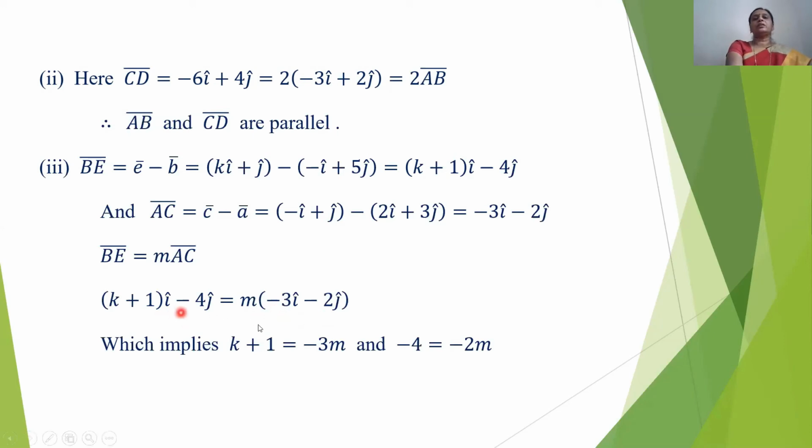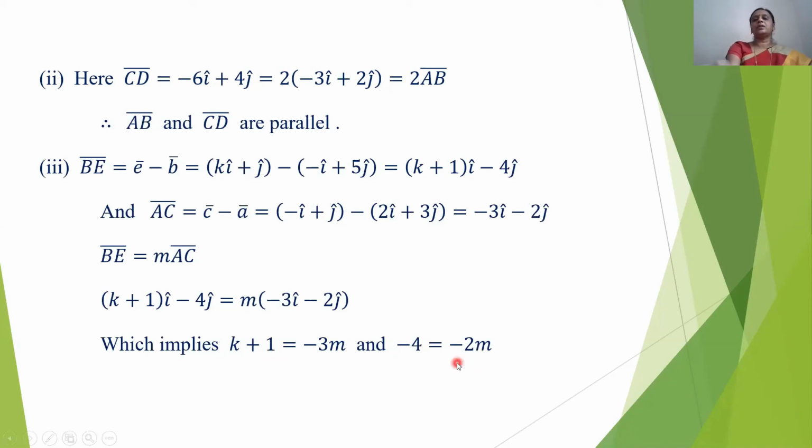Now these two vectors are equal vectors. When they are equal, if their coefficients of i and j are equal, that is components of i and j are equal, then and only then these vectors are equal. Here the component of i is k plus 1, and here the component of i is minus 3m. Equate these two. Here the component of j is minus 4, and here the component of j is minus 2m after opening the bracket. Now here we are comparing components of i and j, and we got two equations. Now solve these two equations.